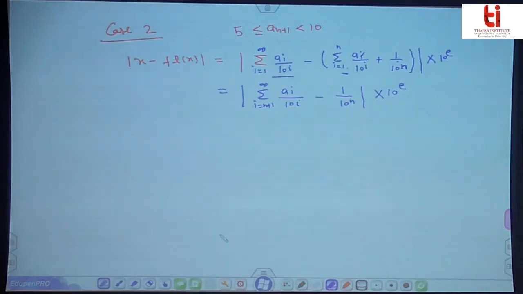Okay, now we can write it like that. We can write this term first and then this is later on, as you can write |a minus b| is equivalent to |b minus a|. So I am writing here 1 upon 10 raised to power n first, and then the sum from i equal to n plus 1 to infinity of ai upon 10 to the power i, this is absolute error.